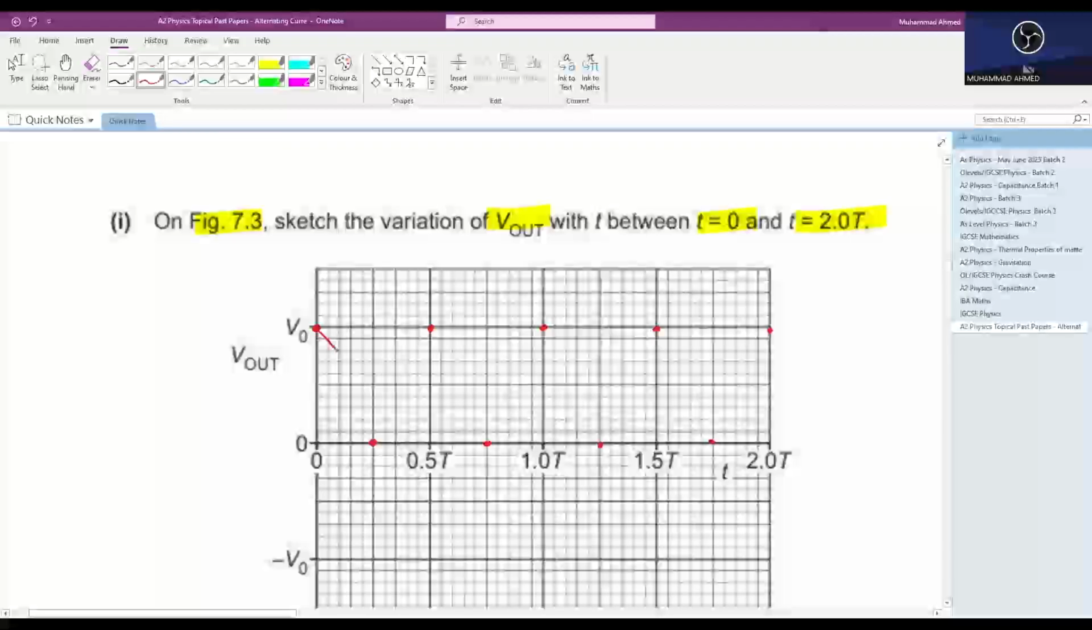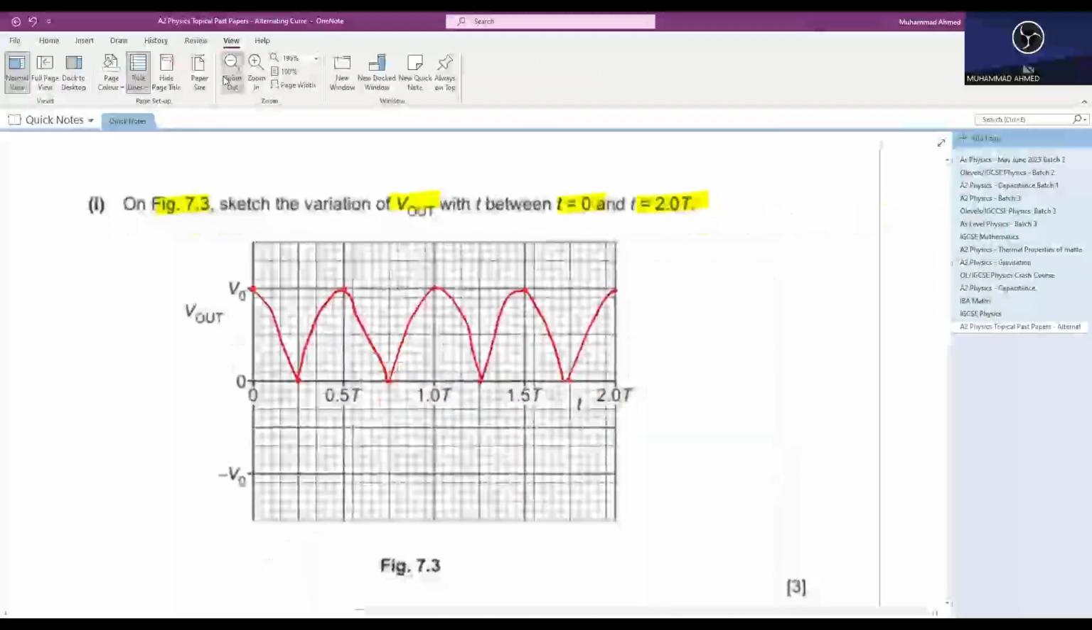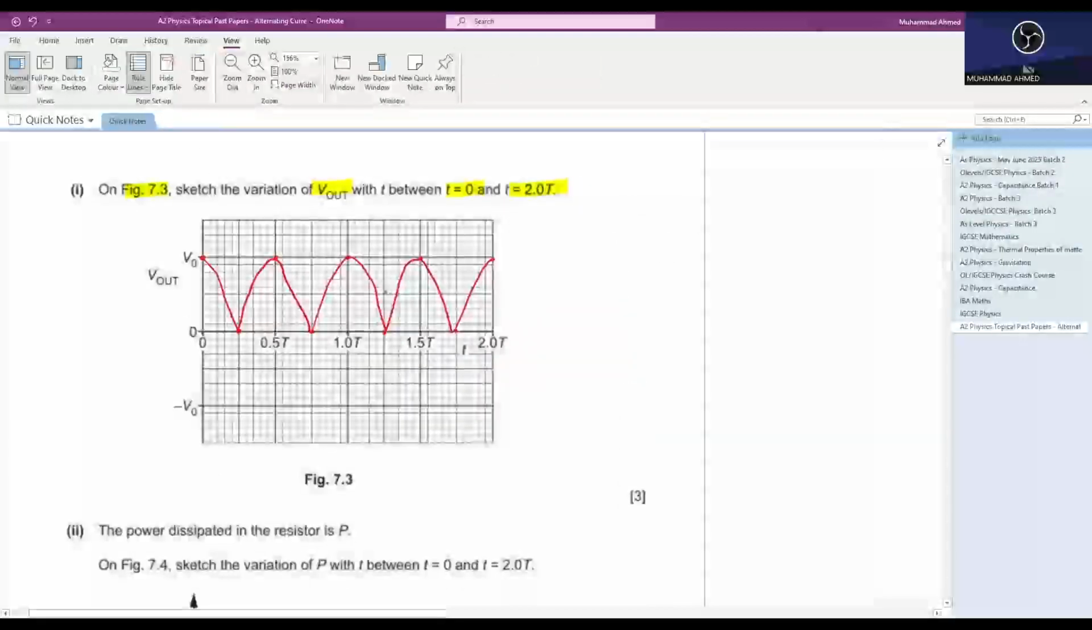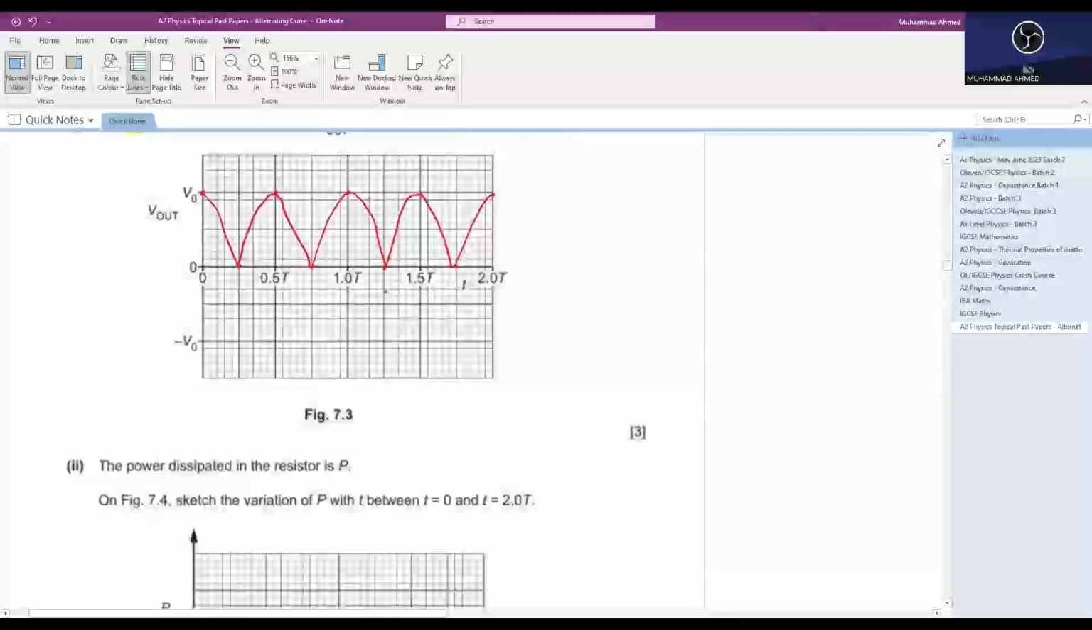So let's draw the graph. Somewhat like this. Simple as that. This is your graph for the output voltage. Obviously, this is not drawn with a pencil, so it is very untidy.